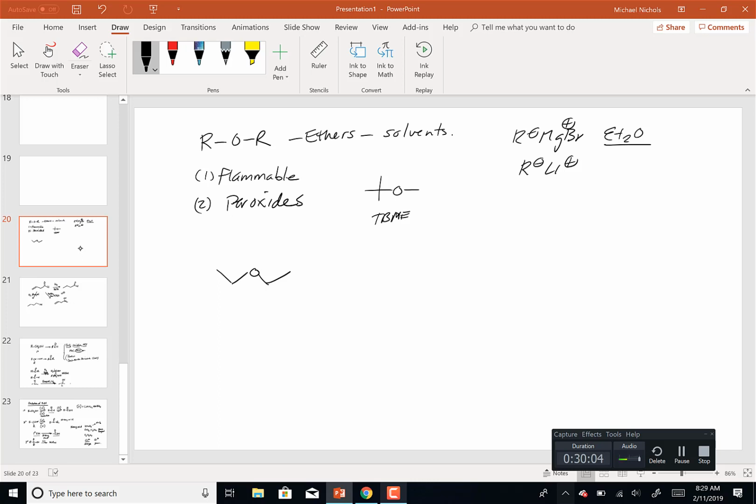So if diethyl ether is allowed to sit out, well, first of all, if it's just allowed to sit out with no cap, it evaporates, which causes it to catch on fire if it comes near anything. But when you have bottles of ether that just sit around for year after year after year, what can happen is they can react with oxygen gas.